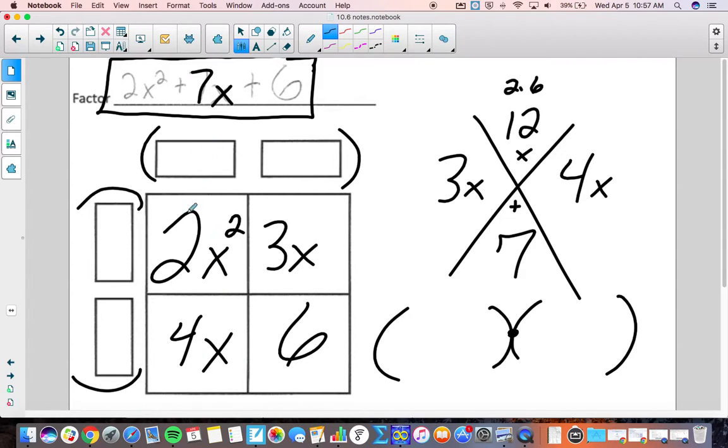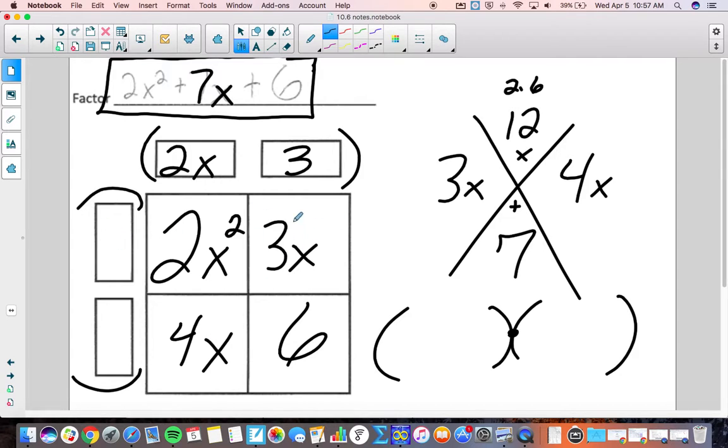And to figure that out, look at what factors out of just these two terms. You can factor a 2 out, because 2 goes into 2 and 4. And you can factor an x out, because these both have x's. To figure out what should be here, take the GCF of these two terms. These two terms right here, the GCF is 3.